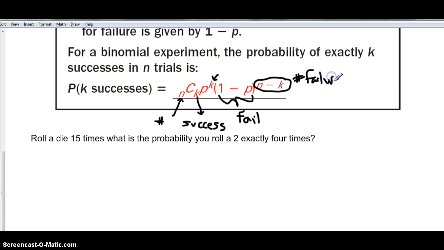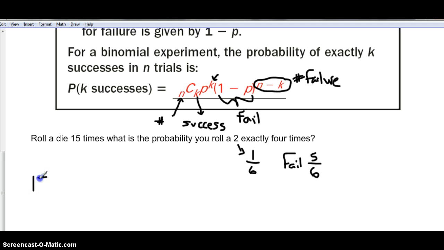So just to get back into it, a reminder here: you're going to roll a die 15 times. What's the probability to roll a 2 exactly 4 times? Well, the probability of rolling a 2 is 1 out of 6, which means failure is 5 out of 6. Okay, so those are things you can calculate right away.